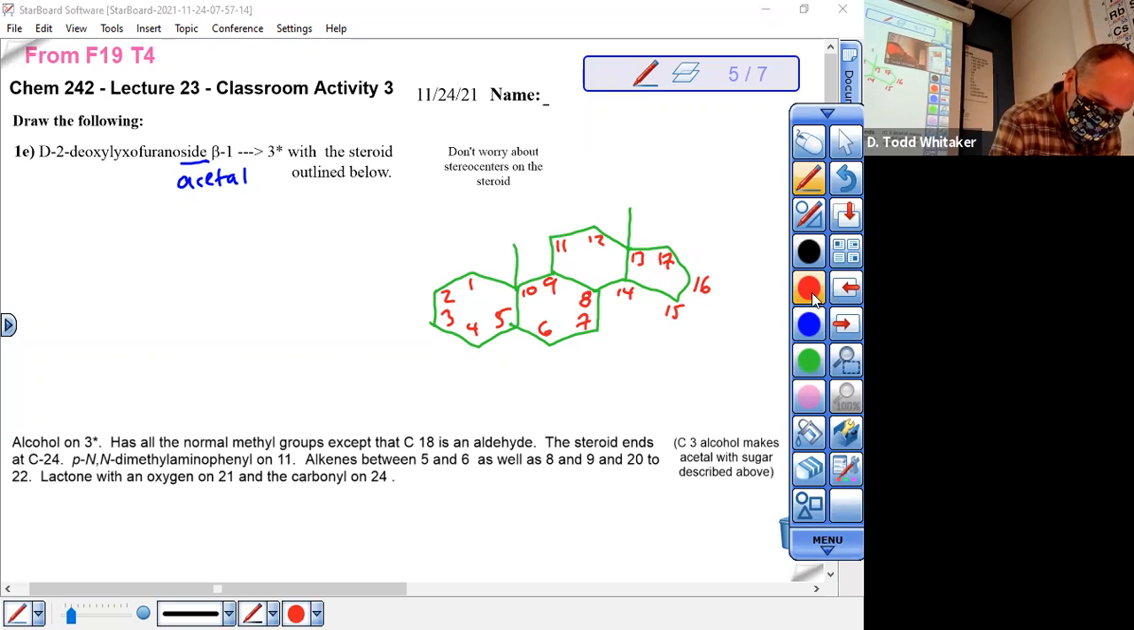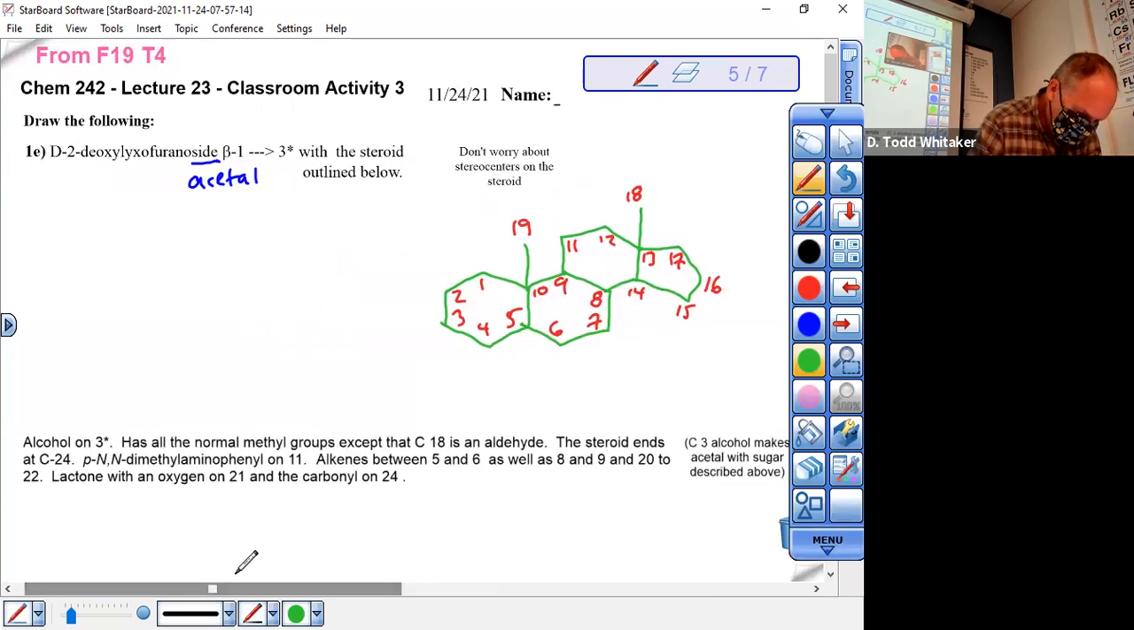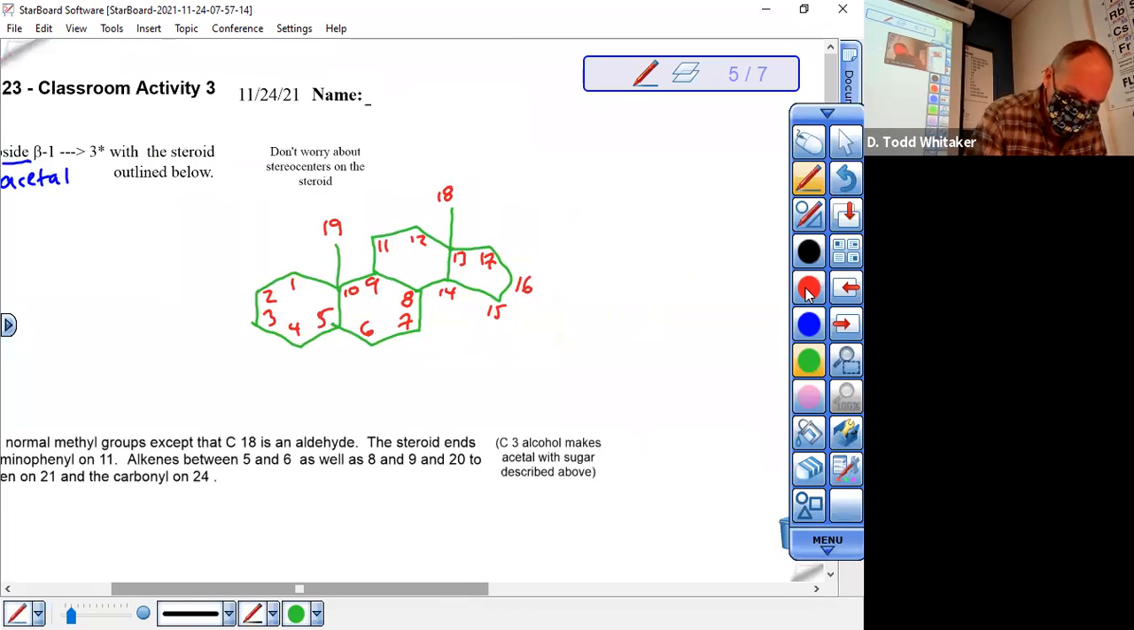And what are they called? They're called 18 and 19. So they're on the AB bridges and the CD bridges at the top. And where's 20? 20 is off 17. Does it say where this thing stops? It says the steroid ends at C24. Hey, that's nice to know, huh? Steroid ends at C24. We already have 20, which has a methyl called 21.